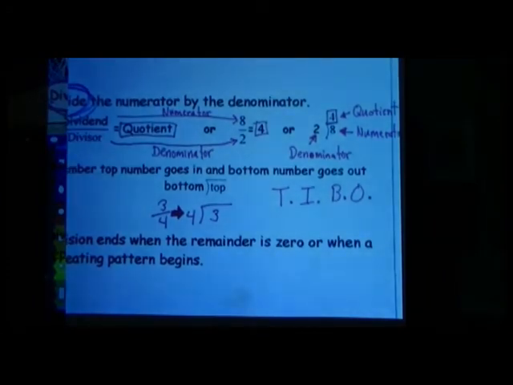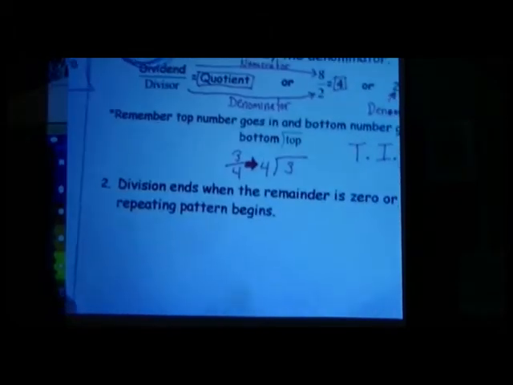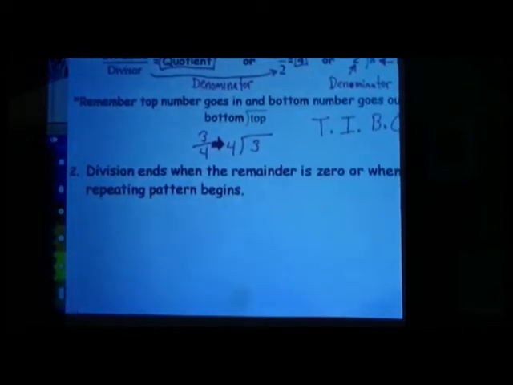Now the second part here of your note says the division ends when the remainder is 0 or when a repeating pattern begins. So that means that you have to be able to divide the numbers until you have a remainder of 0, there is no remainder, or until you notice that there's going to be a repeating decimal as your answer. We're going to leave that alone for right now because we'll talk about division in just a few minutes on the examples.